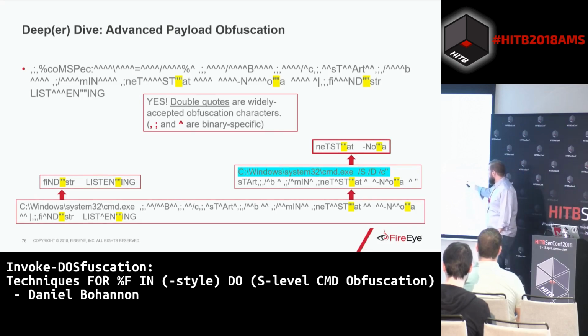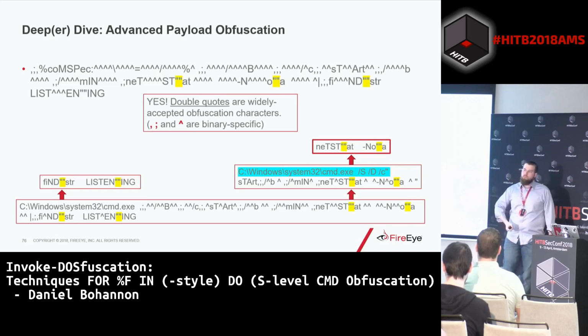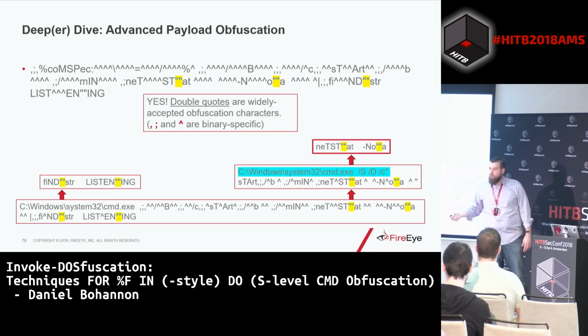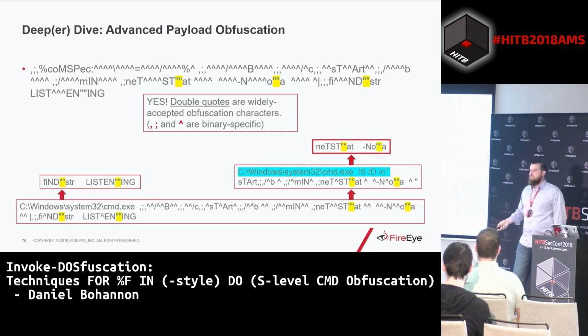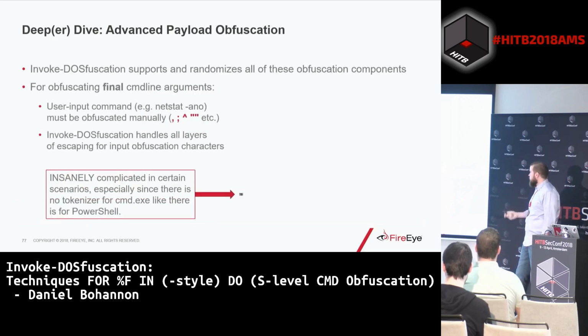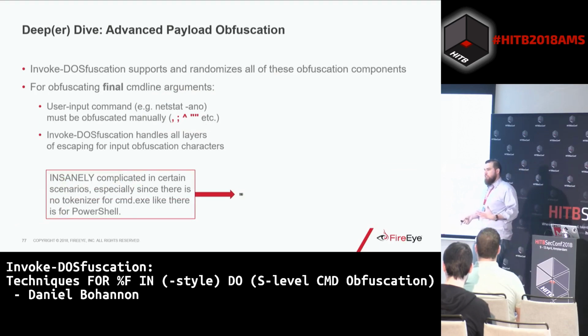So now, as a defender, if I was looking for netstat, ANO, or NOA, etc., I'm going to have to deal with double quotes appearing almost anywhere in the argument for any child process. That starts to suck. It's a lot of extra work for us. So Invoke-DOSfuscation will basically take any arbitrary command, and if you start your command with this extra obfuscation of double quotes or something like that, it'll maintain that throughout all the layers of obfuscation.